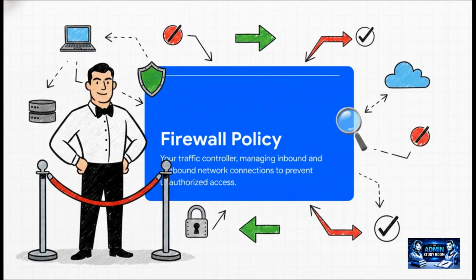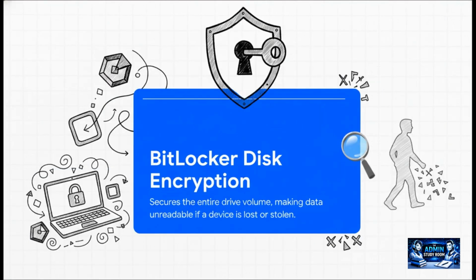Next up, the firewall. If antivirus is the guard at the gate, the firewall is the strict bouncer at the club door. It's meticulously checking IDs for every single bit of network traffic trying to get in or out of your device. A well-configured firewall drastically shrinks the chances of a network-based attack. So if a question mentions blocking a specific port or stopping an app from phoning home, you know you're reaching for the firewall policy. And the third pillar of our foundation, BitLocker.